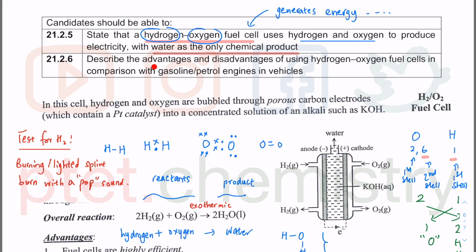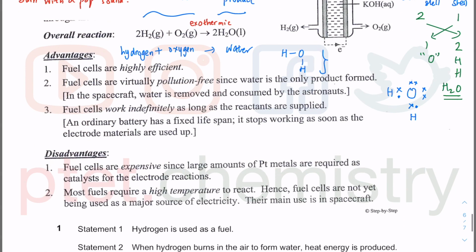Okay, now describe the advantages and disadvantages. Advantages: what is good about this fuel cell. Disadvantages: what is bad about this fuel cell. Describe, and these are plural, so you need to know at least 2 good points and at least 2 bad points in order to get 2 to 3 marks for this kind of question. Here are a couple of advantages. Highly efficient. If you do physics, you need to talk about energy efficiency. So this is very exothermic, releases a large amount of energy, highly efficient.